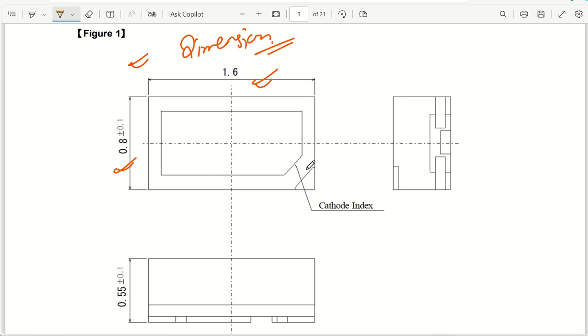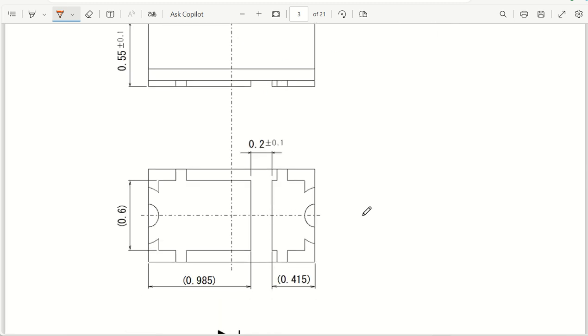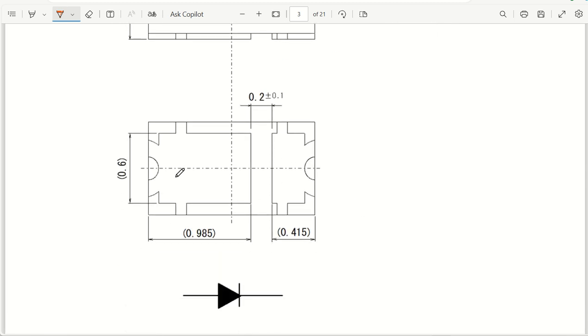And we have this cathode index. Cathode index is nothing but it looks something like this. This is my LED, this is my cathode, this is my anode, and the cathode index will be like a little notch type. The thickness, or the height, is 0.55 mm. If you see the bottom side, it has some curves or something like that. So this is how it will be looking like.